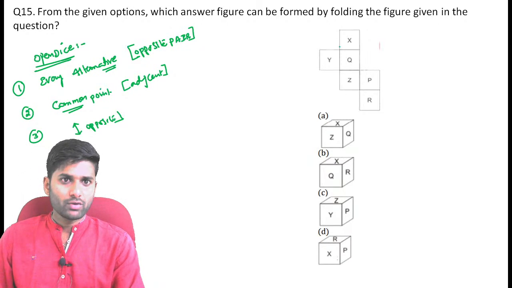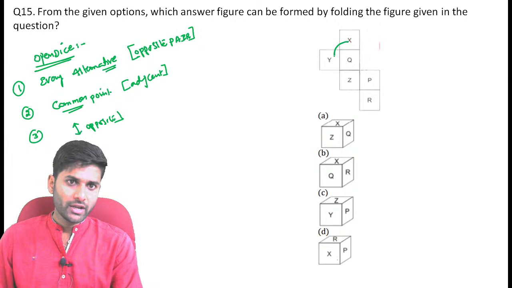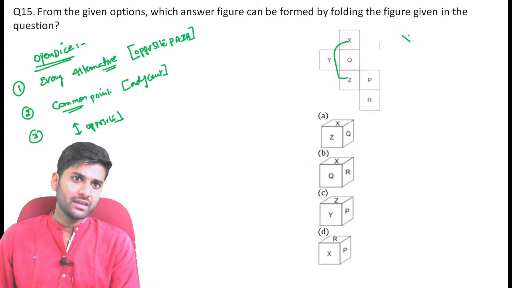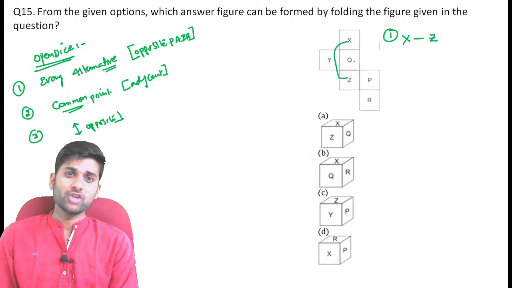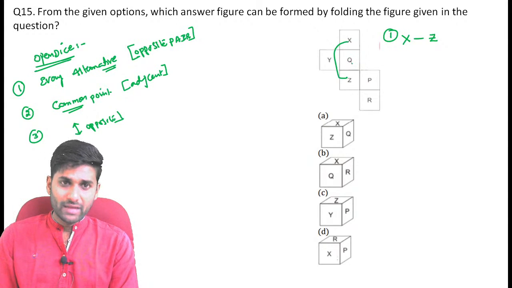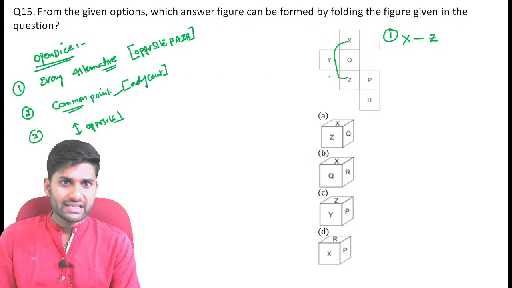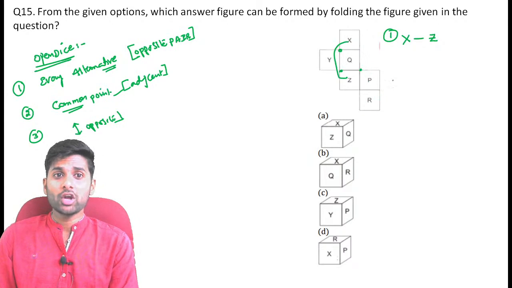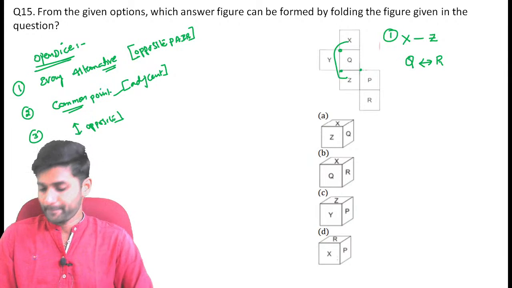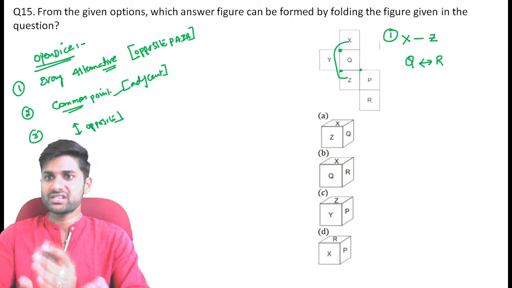See what the perfect opposite pairs are. Alternative means X and Z. X and Z is the perfect opposite pair. Second, you still need to confirm the opposite pair for Q. See guys, as I mentioned, if you have any common point, like Q, Y is a common point, X is a common point, Z is a common point, P is a common point. R is not a common point, which means definitely R is the perfect opposite pair for Q. That I have mentioned in the second point.